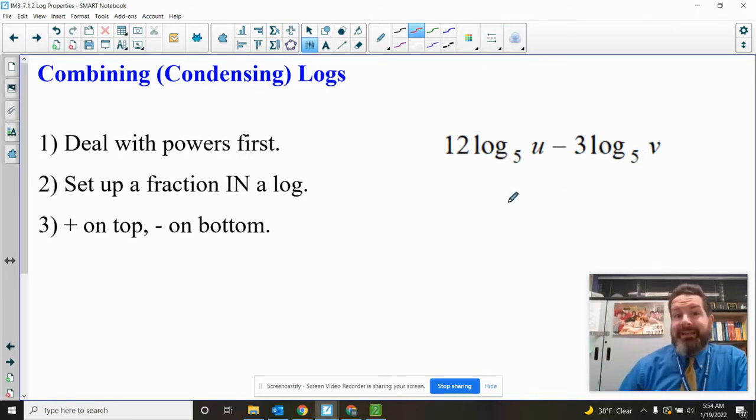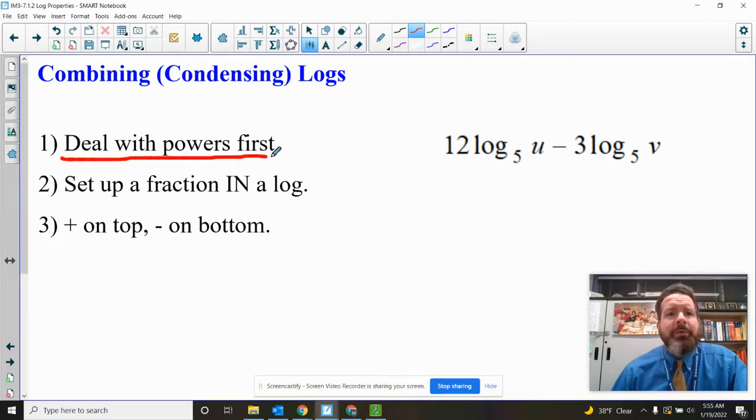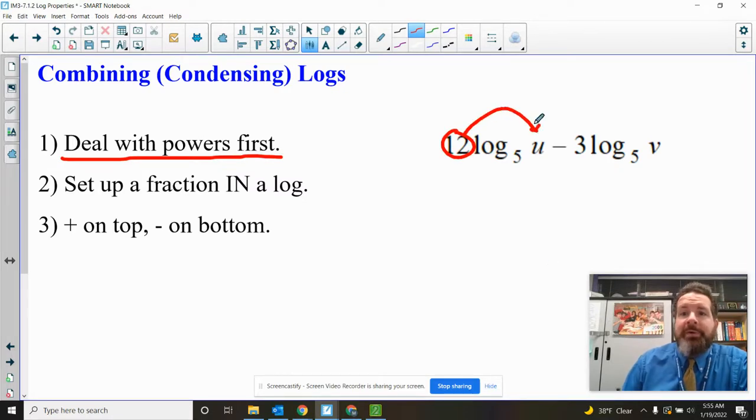Now, when you're putting things together, I have some advice. When you've got logs that are spread out like this, we're going to deal with our properties in this order. I want you to deal with the powers first. Here's what that means. Take a look at whatever logs you have. If there are numbers in front, like this 12, make that an exponent inside first thing. So log base 5 now of u to the 12th power.